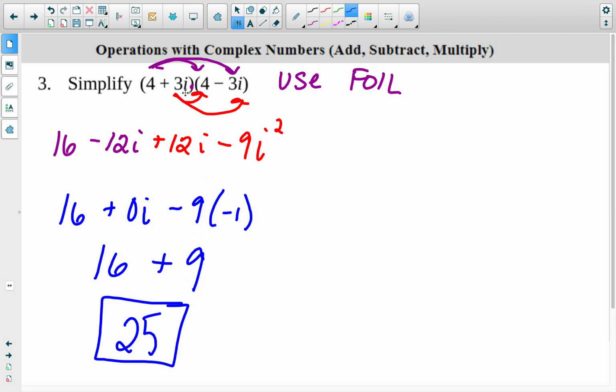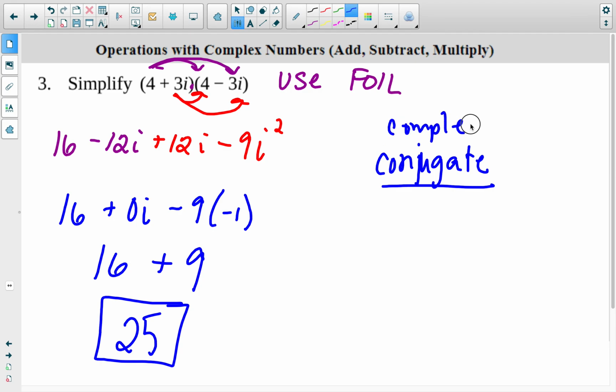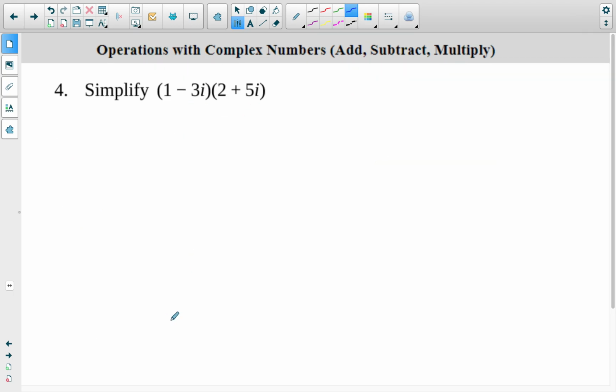So when we multiply two imaginary numbers together, sometimes we will get a real number. Sometimes. All right, so pay attention to this. This is the idea of a complex conjugate, which we're going to come back to in just a second. Complex conjugates multiply together to give you a real number. Pause the video, try this one.